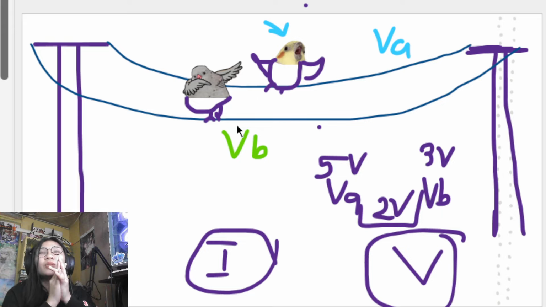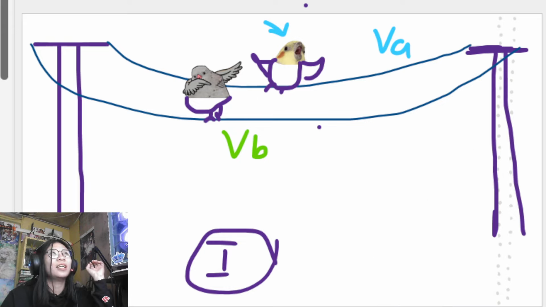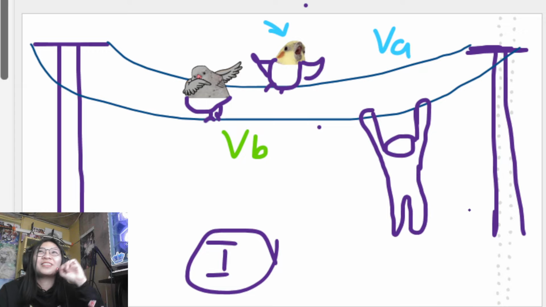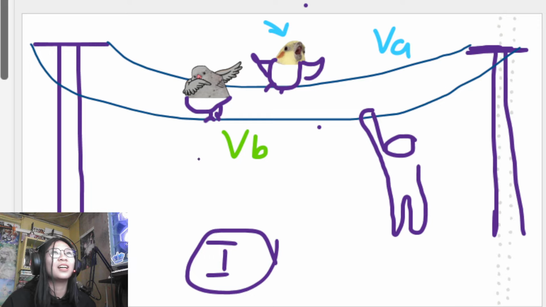So, in theory, as I have said, if a person touches only one wire, nothing will happen to them. And that is because there is only one potential. But if the person hangs onto another wire as well, how to draw this?